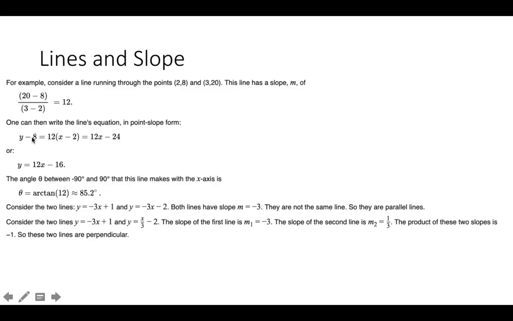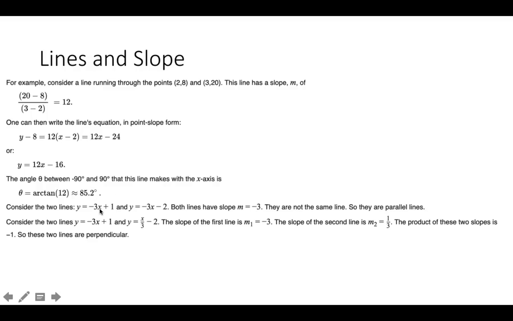So 8 is substituted for y1, 2 is substituted for x1, 12 is substituted for the slope, giving us this equation: y is 12x minus 16. We can find the angle that that line makes by taking the inverse tangent of the slope, or the inverse tangent of 12, so that line is going to make an 85-degree angle.